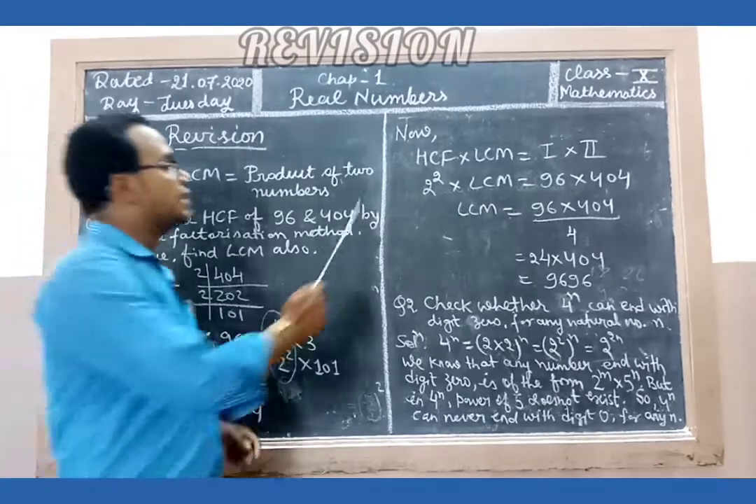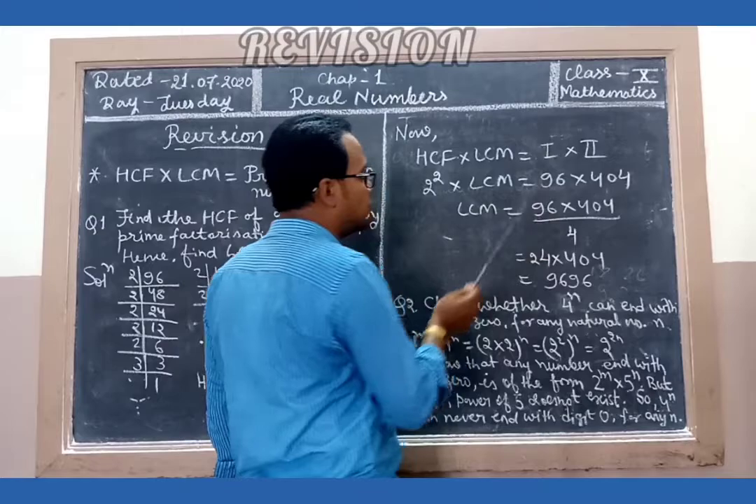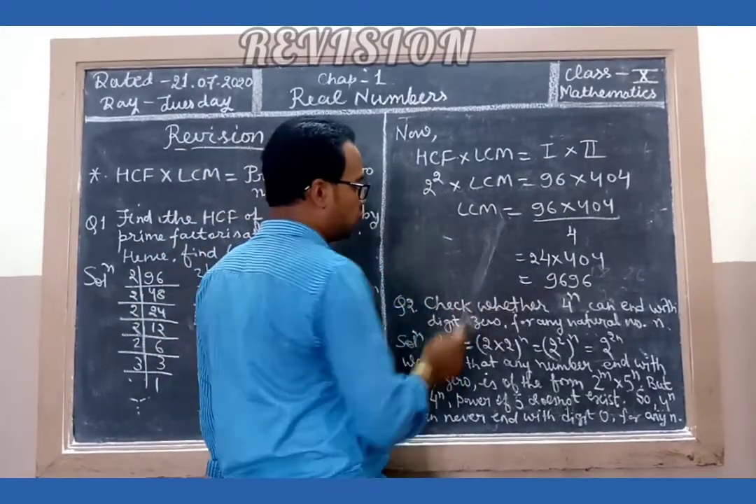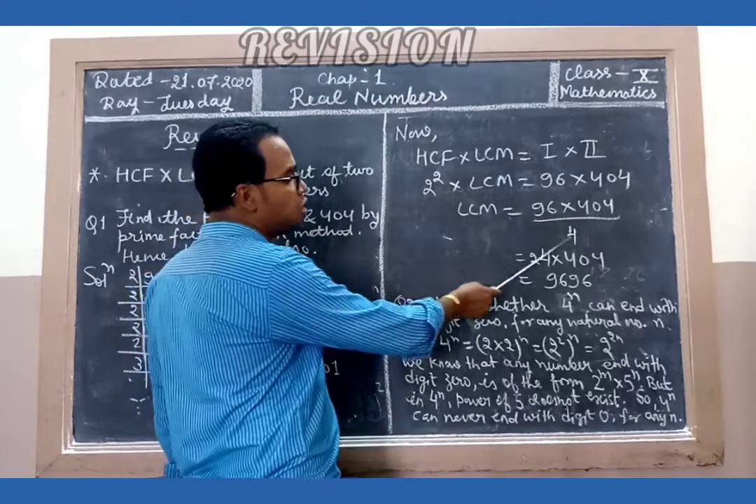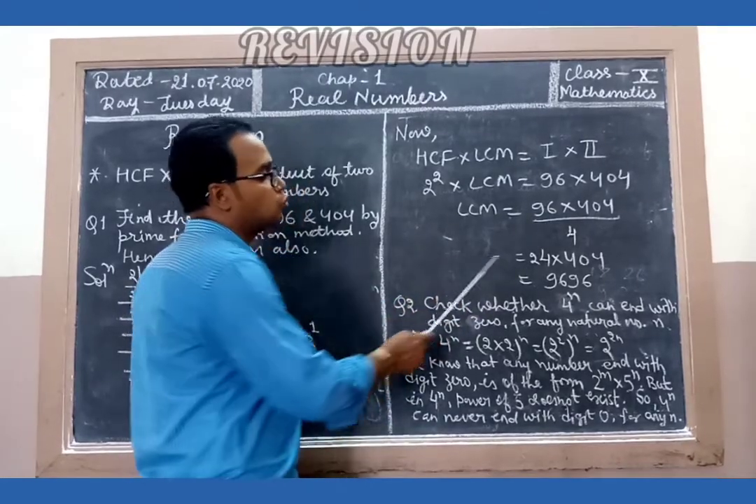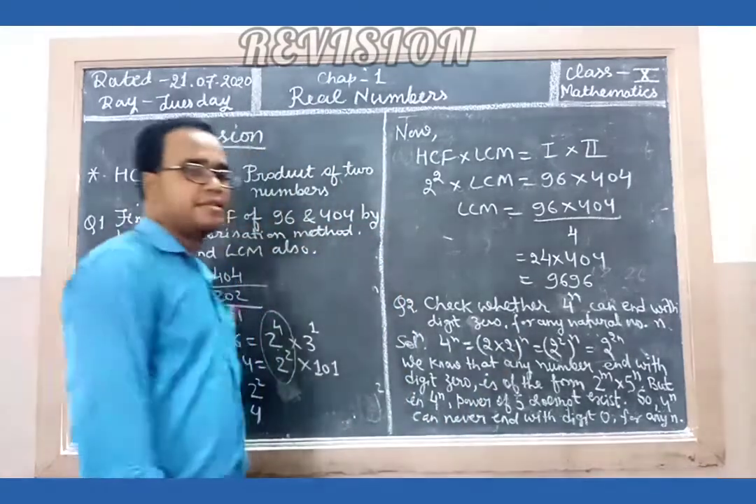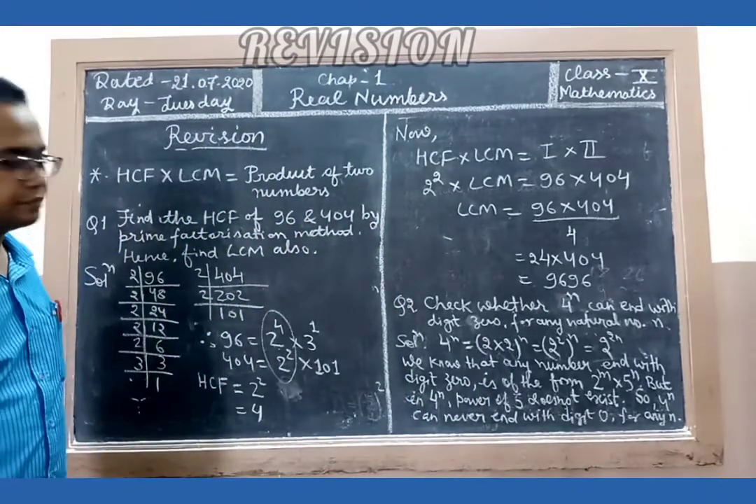Now HCF into LCM is equal to first number into second number. Put the values. So LCM equals 96 into 404 upon 4. 96 cancels out by 4, 24 times. So 24 into 404 is 9696. This is our LCM.